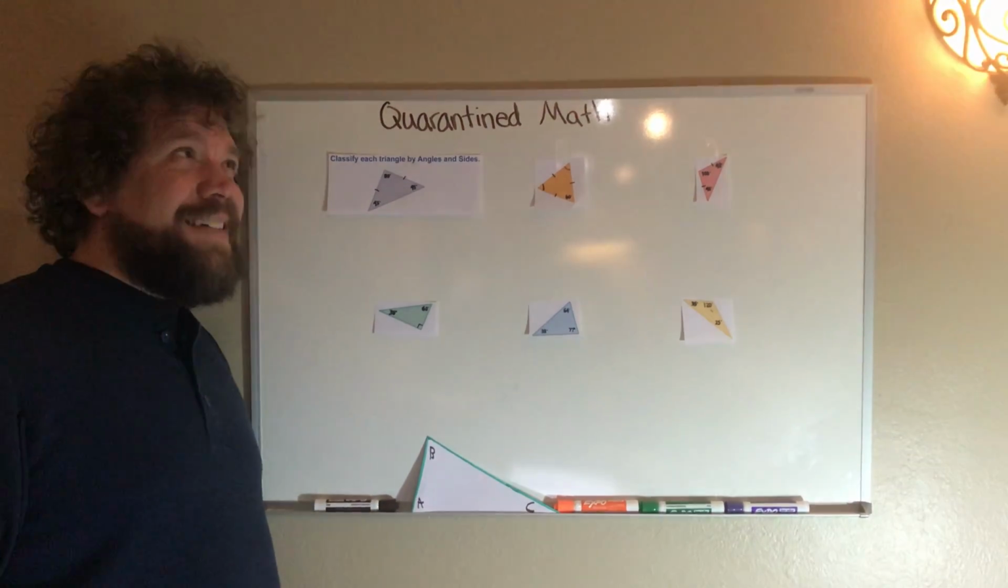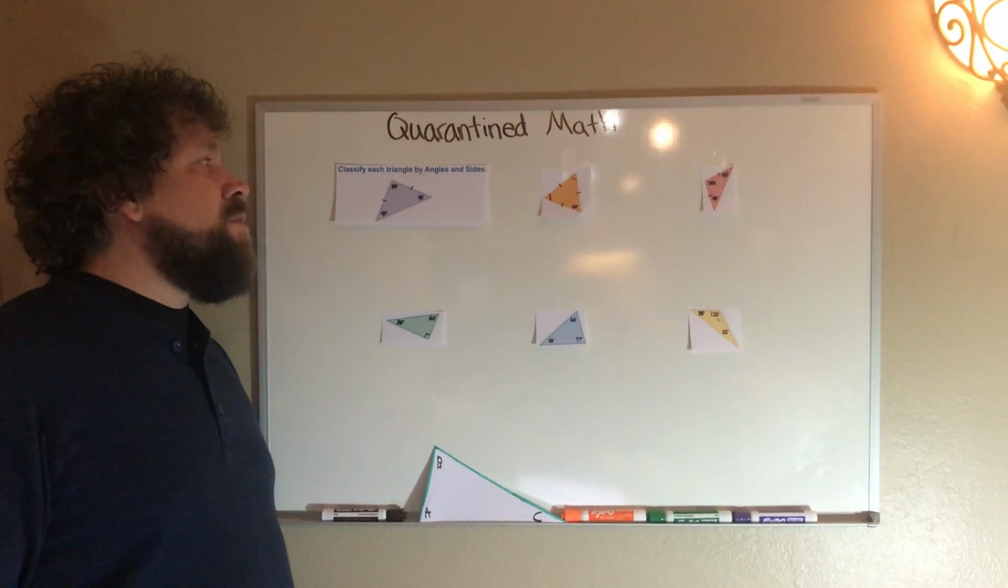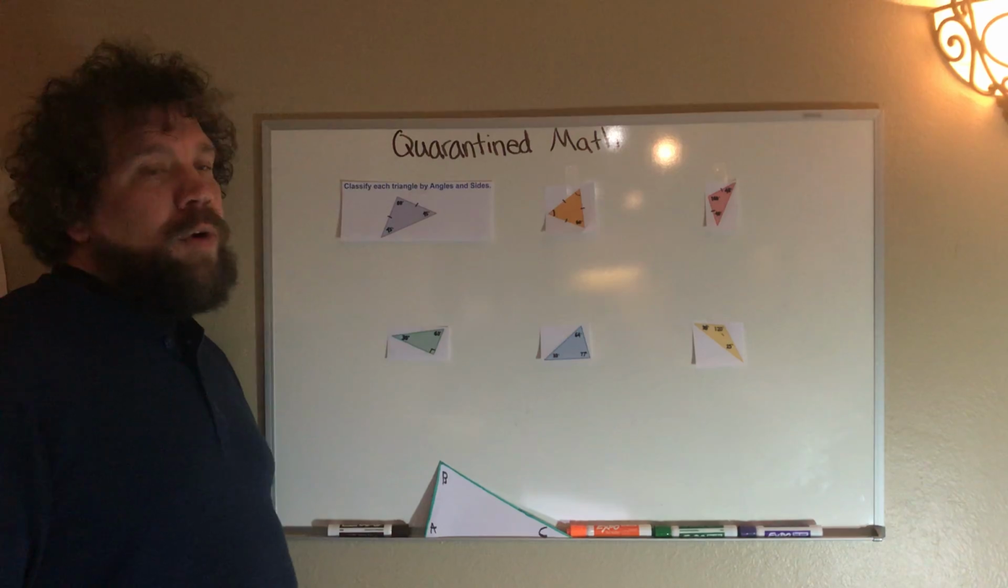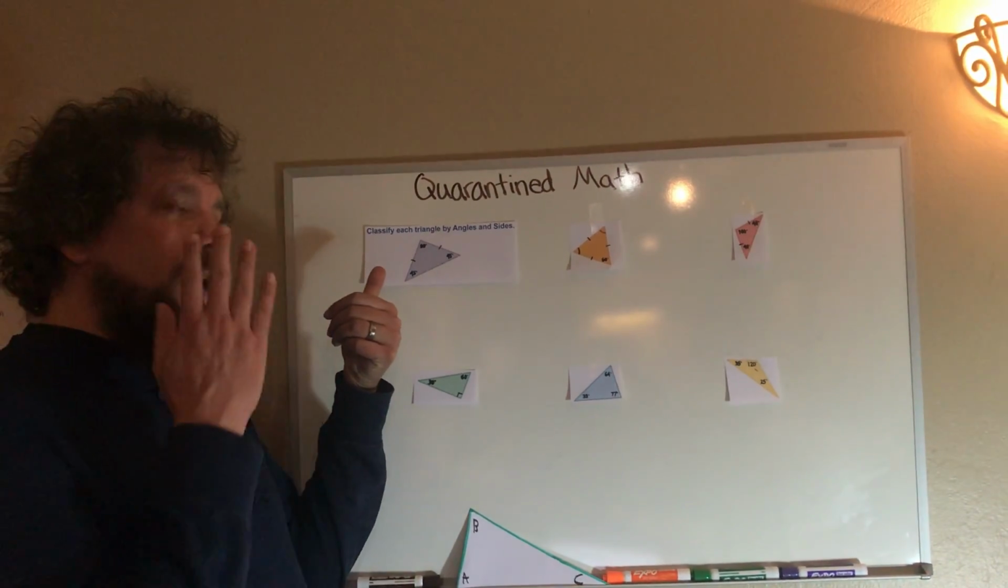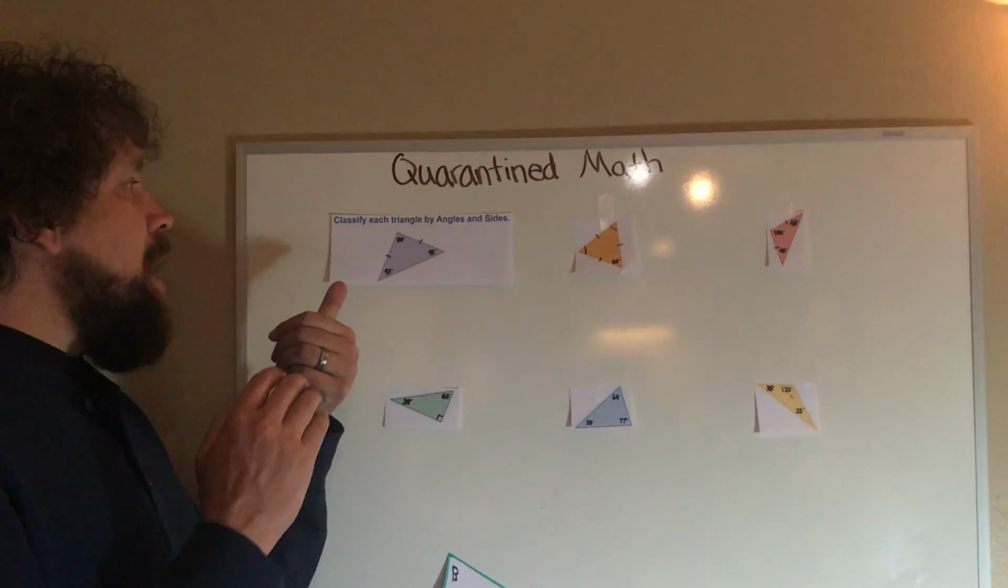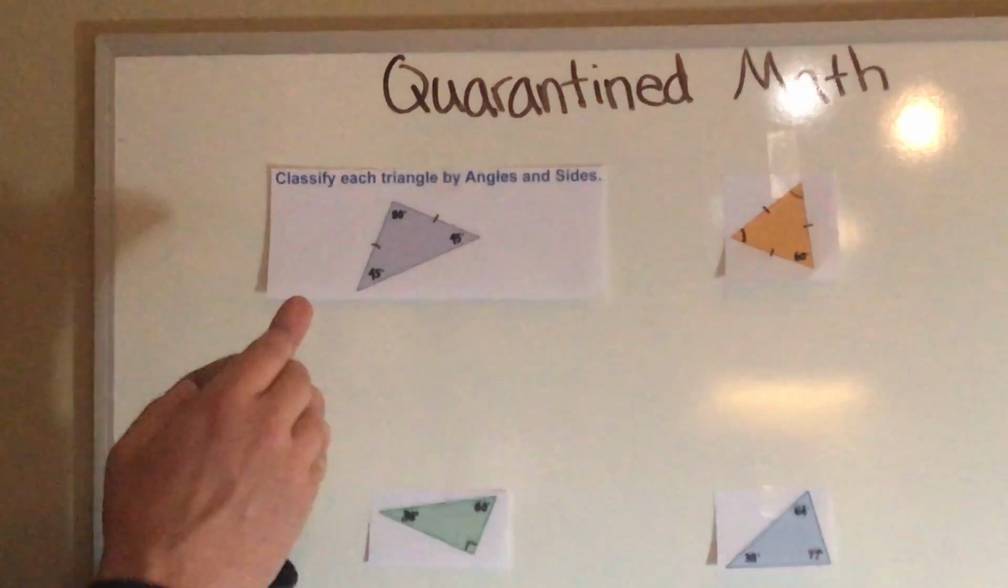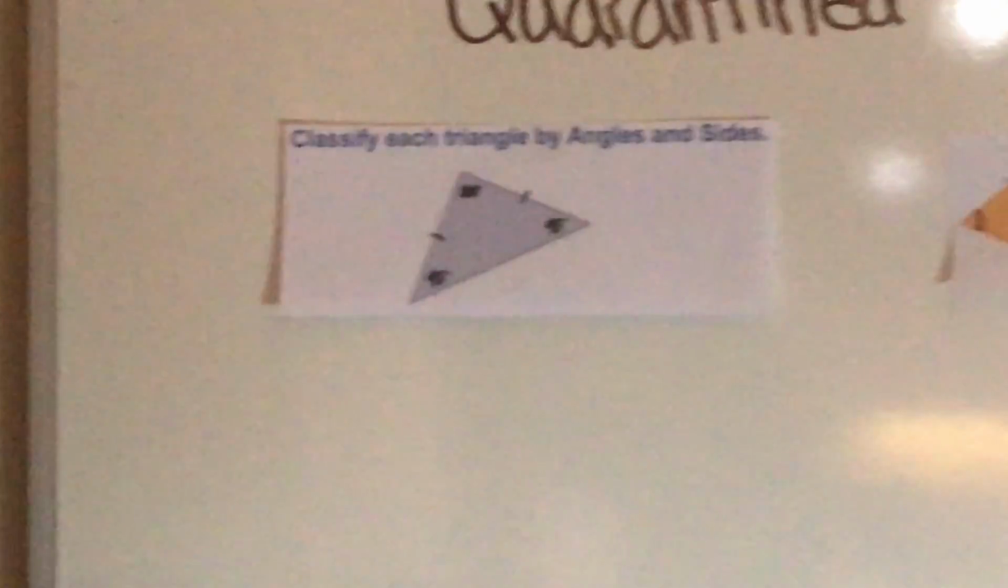All right, welcome back. Day 4, classifying triangles, talking about triangles. So we'll get right into it. This first one, and all of them, we're thinking about what type of angle, and then what about the sides? Are there any equal, congruent sides?